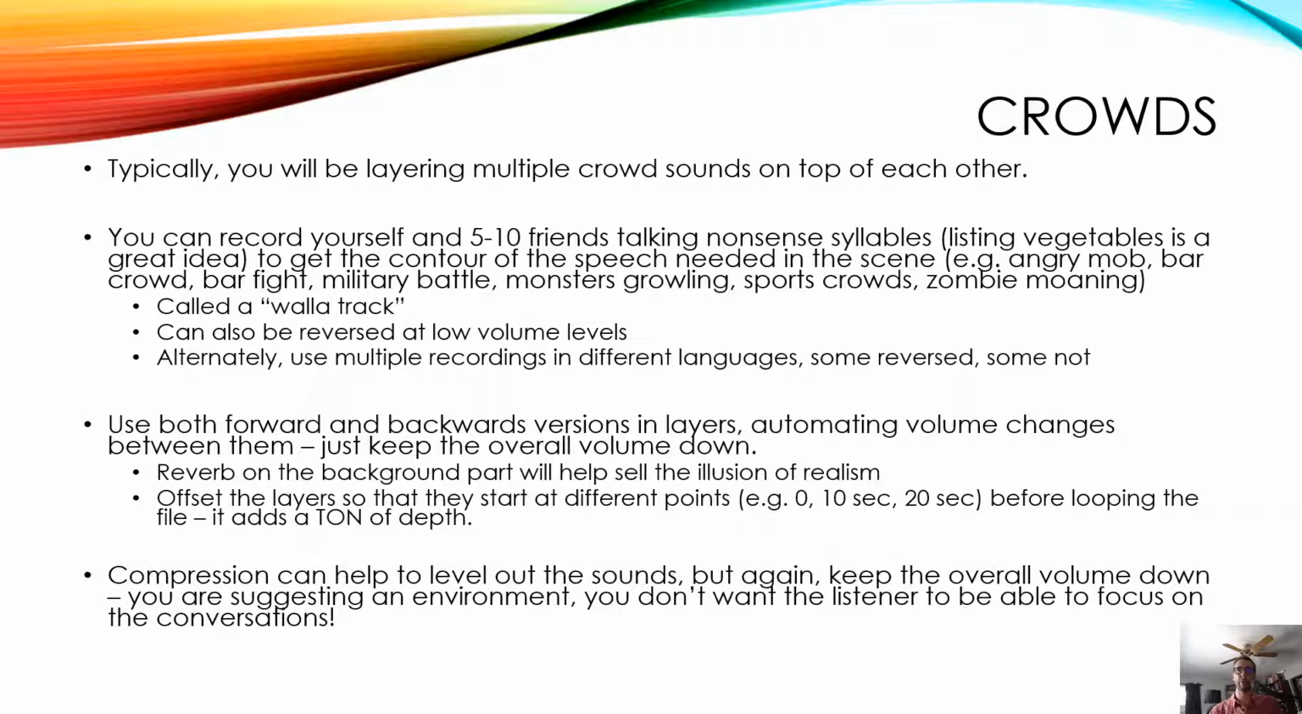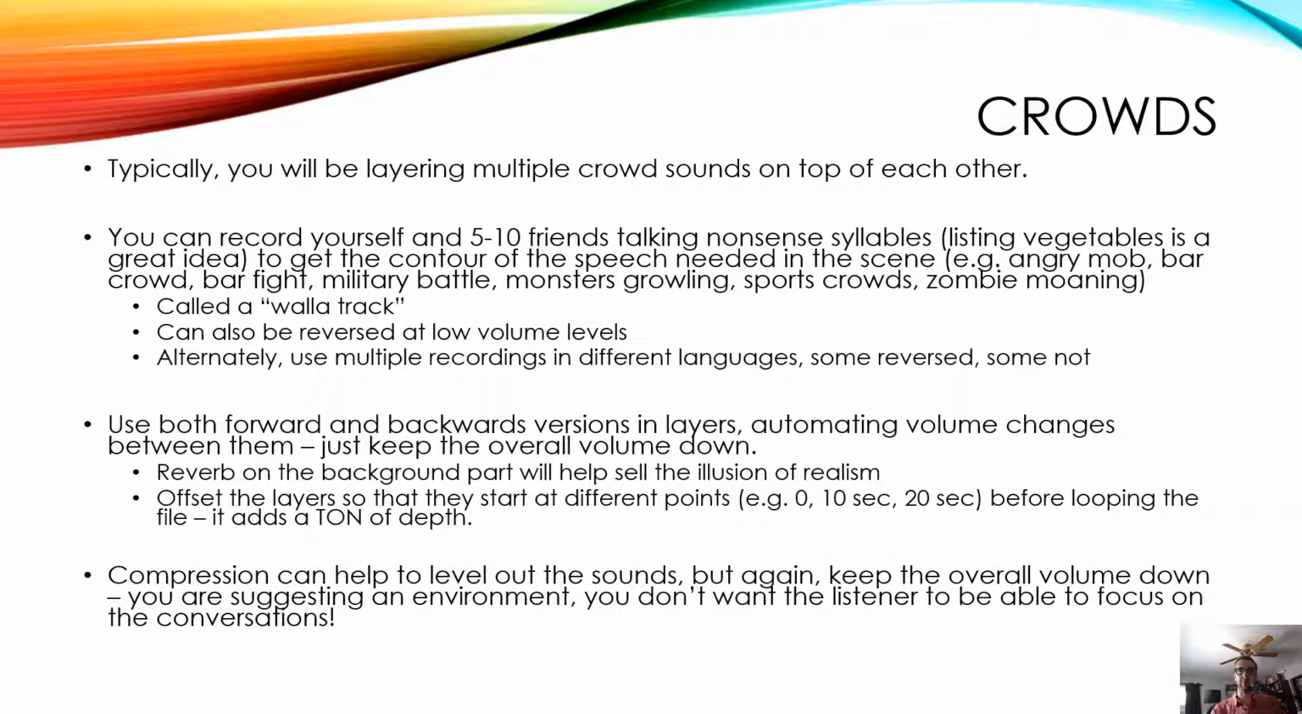It can also be recorded at really, really low volume levels. And alternately, you can use multiple recordings using different languages, some reversed and some not, to really mask what's being said, take away from the fact that you are reciting vegetable names or other nonsense syllables, hide that and make it sound just like murmuring crowds. If you're going to do that, I recommend using both forward and backward versions in layers and automate some volume changes between them.